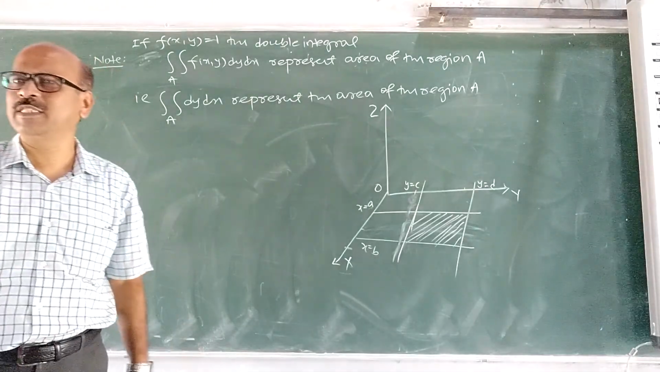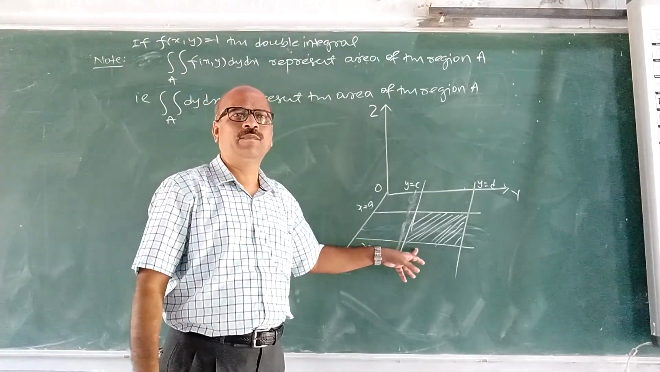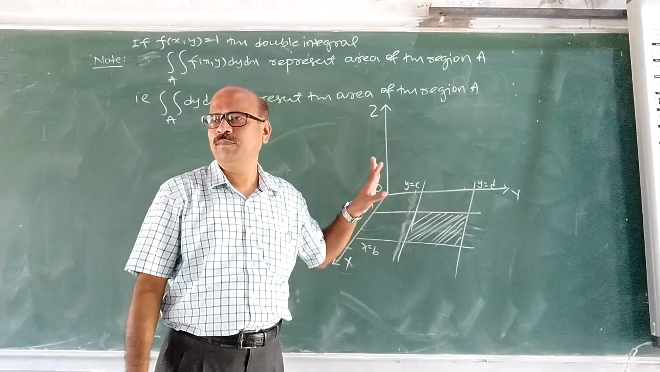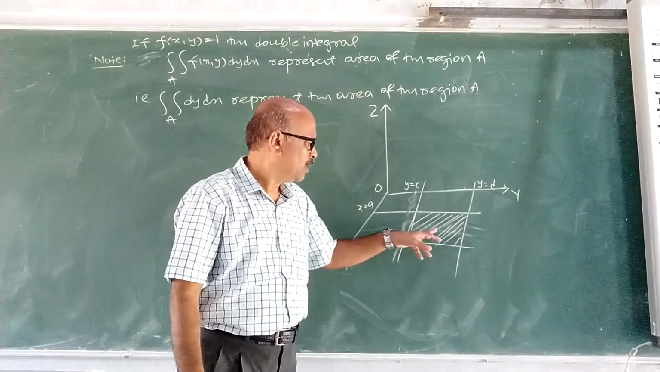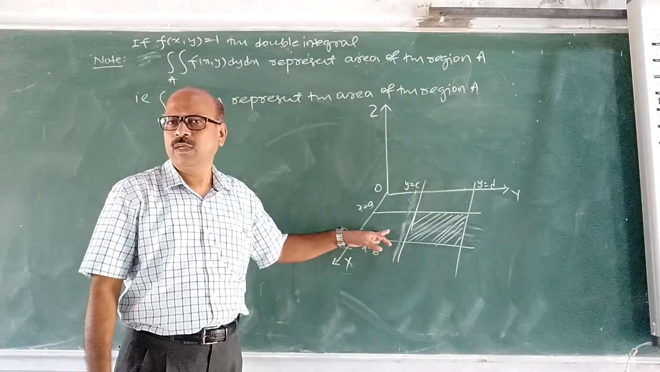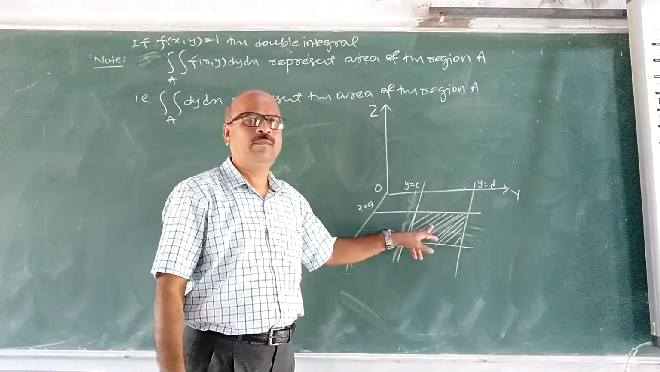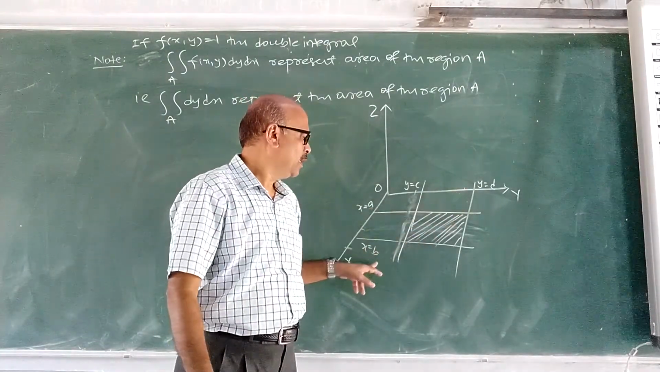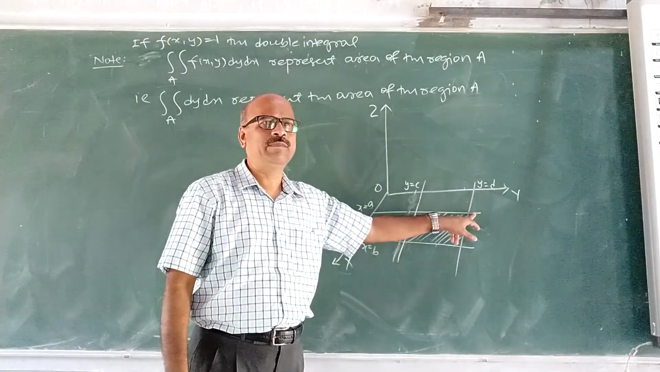What is the region of integration here? A is bounded by a rectangle in the xy plane. Did you understand this one? What is A here? A is the rectangle in the xy plane bounded by four lines: x is a, x is b, y is c, y is d.